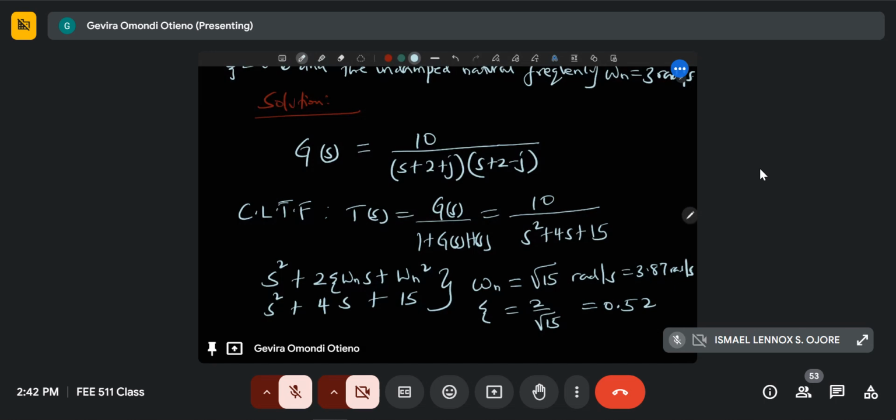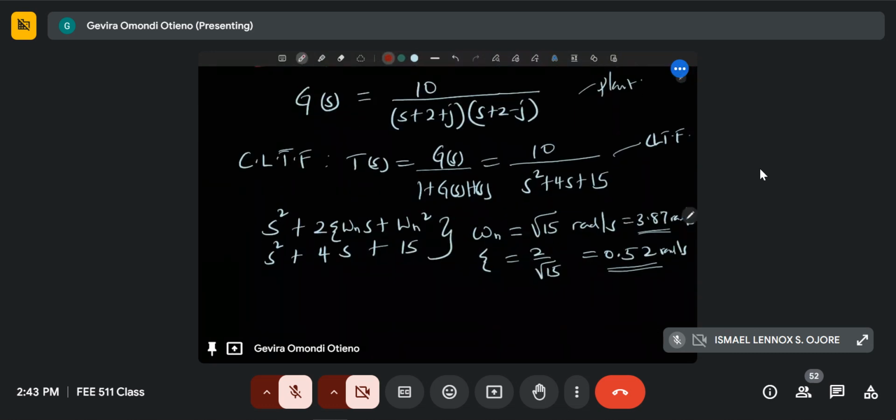0.52. Okay, now meaning, because remember this was the plant, we converted it to a closed loop transfer function, then obtained its undamped natural frequency and also obtained the damping ratio. So our system as it is has this undamped natural frequency and also has this damping ratio. So this is what the system is without compensation. That is the performance of your system without compensation.